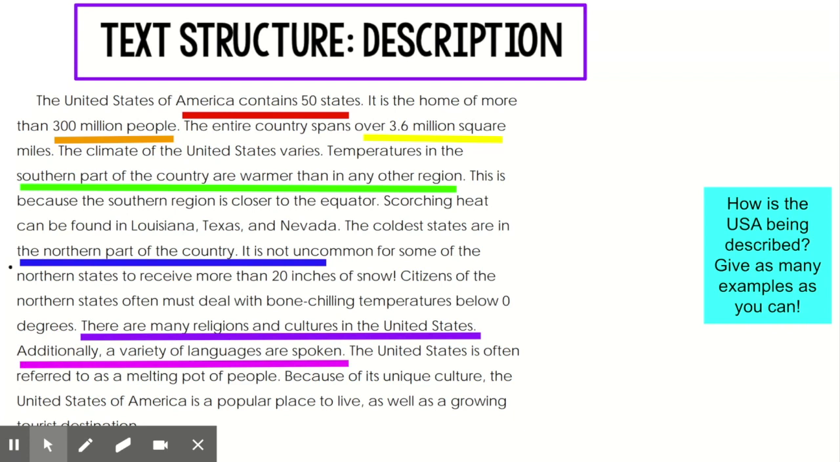In blue, I underlined the coldest states are in the northern part of the country. In purple, I underlined there are many religions and cultures in the United States. And lastly, in pink, I underlined additionally, a variety of languages are spoken. So here are several examples of how the USA was described in the text.